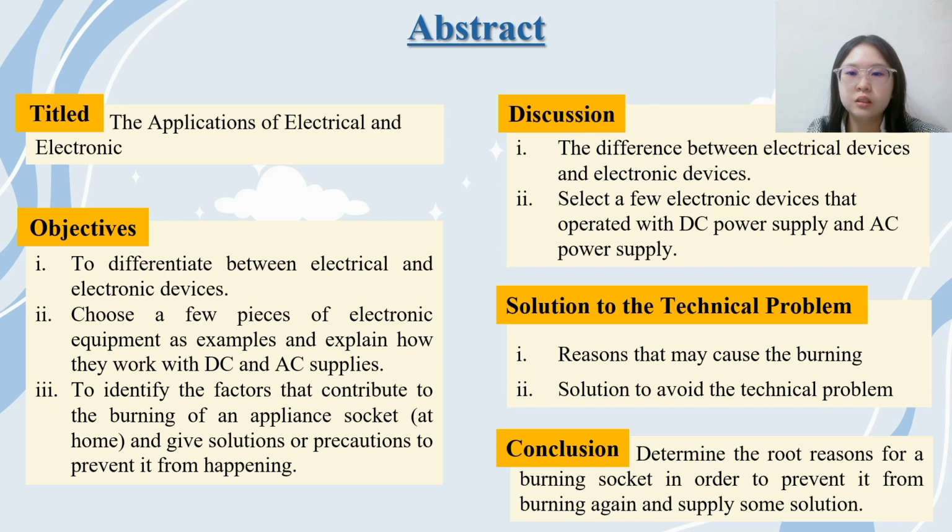An electrical device is to transfer into other forms of energy, while an electronic device focuses on smaller electronic circuits. A smartphone is one example that uses both AC and DC power supplies. Besides, this study also will supply a solution to avoid a technical problem. The technical problems that may cause the burning are short circuits and overloading. The solution to avoid technical problems is to replace or repair damaged electronics, unplug all appliances when not in use to decrease protection risk, and electrical devices and outlets should keep away from water to prevent shock. As a result, in this project, we must determine the loss ratios for a burning source to prevent it from burning again and supply some solution.